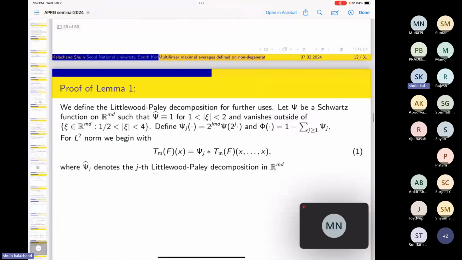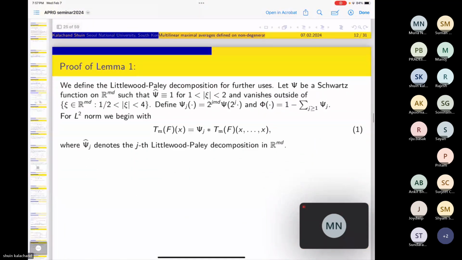In order to prove that, we introduce this Littlewood-Paley decomposition. We'll use this decomposition later also. Let psi be a Schwartz class function on R^(md) satisfying psi hat equals 1 on the annulus 1 to 2, and it vanishes outside of the annulus 1/2 to 4.